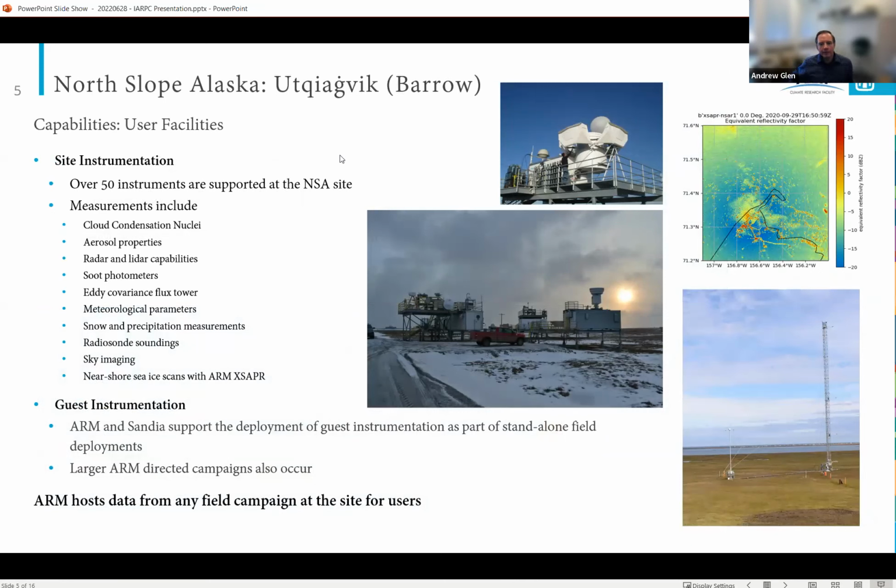So what is this site? What does it do? We have about 50 instruments that are supported through ARM. They vary from kind of in situ measurements through to radars and LiDAR systems, which have varying states of operation. We have automatic balloon launchers that are also supported by the National Weather Service. We've got a flux tower there that's taking observations.